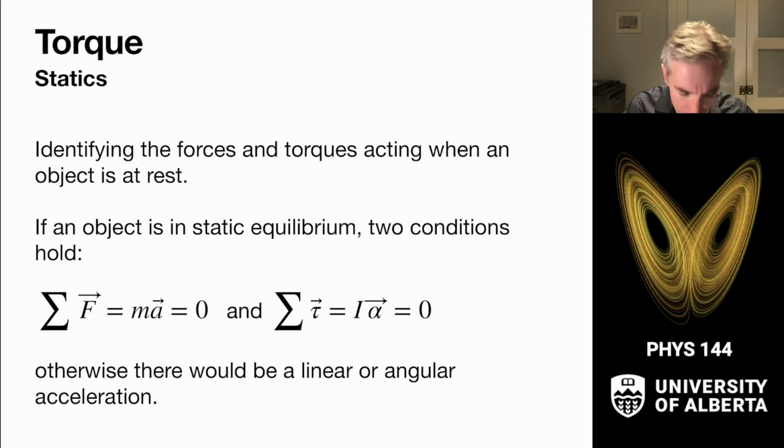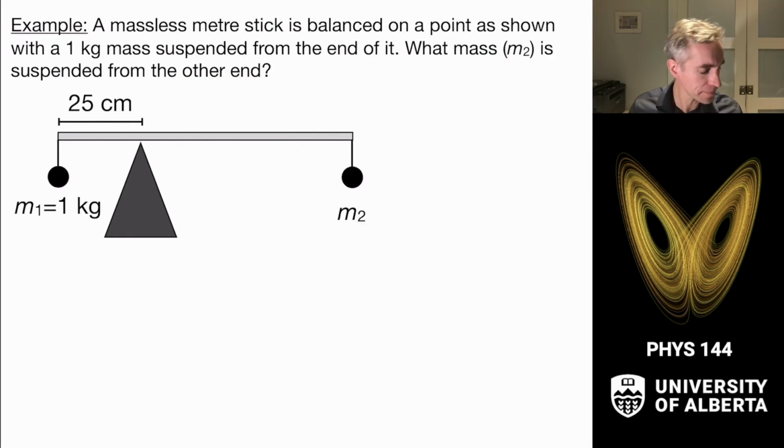Okay, so in a case of static equilibrium, we have two conditions that hold. The first is that the sum of forces is 0, and the second is that the sum of torques is equal to 0. Otherwise, there would be a net linear or angular acceleration, and we'd no longer be at rest. So working with this, we're going to start solving some problems.